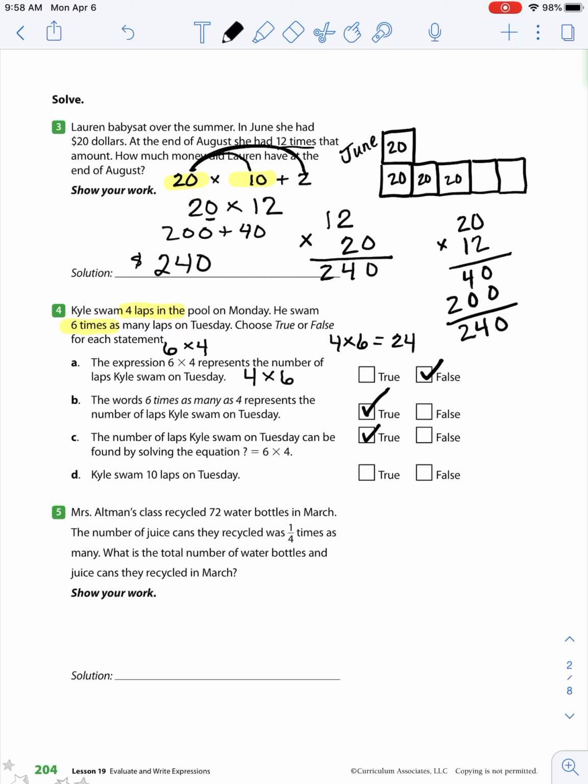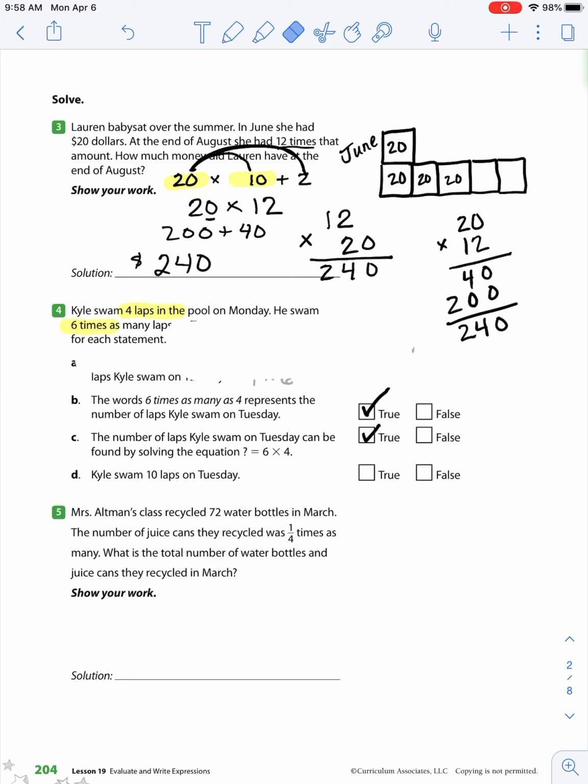Do I have this backwards? Kyle swam 4 laps in the pool on Monday. He swam 6 times as many. Number of laps Kyle swam on Tuesday. I'm second guessing myself. I might have these backwards. Let me see. I might be all wrong here. You guys love it when I'm wrong. I am wrong. All right.